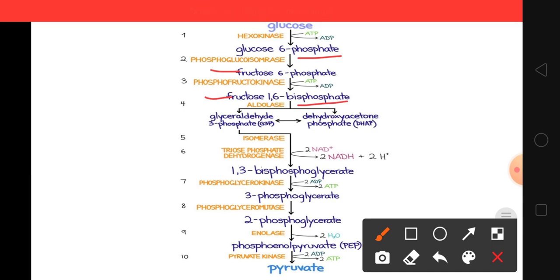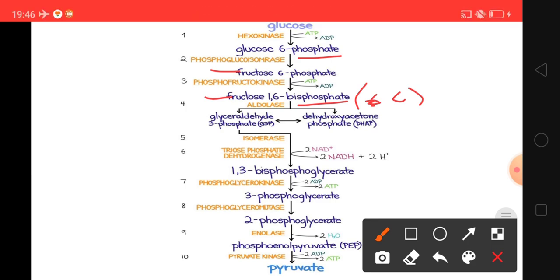In the fifth process, fructose 1,6 biphosphate splits into two compounds. The first compound is glyceraldehyde 3 phosphate, and the second compound is dihydroxyacetone phosphate. Both these compounds are 3 carbon compounds. So the 6 carbon compound is broken down into a 3 carbon compound each, glyceraldehyde 3 phosphate and dihydroxyacetone phosphate. Both these compounds are isomers of each other, which means they can be converted into each other.